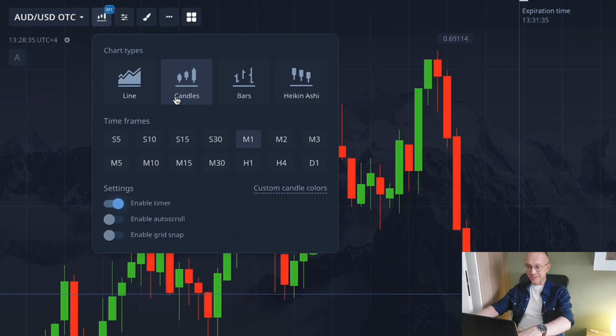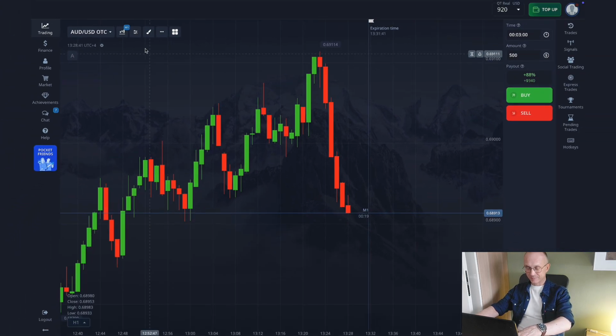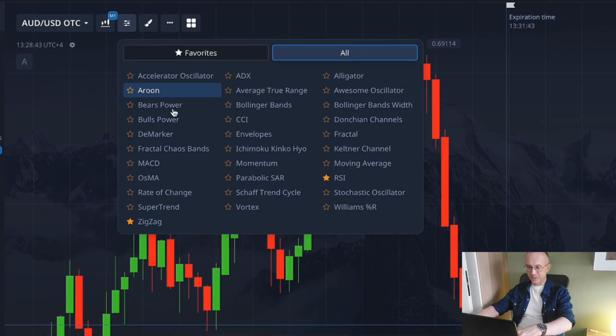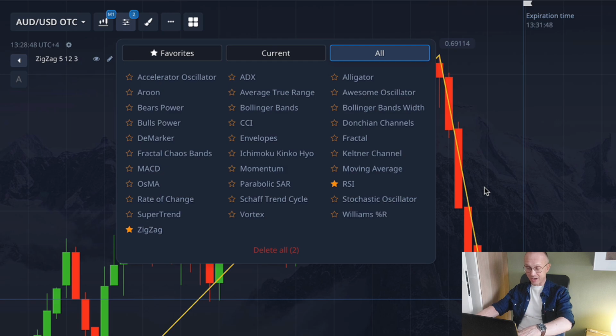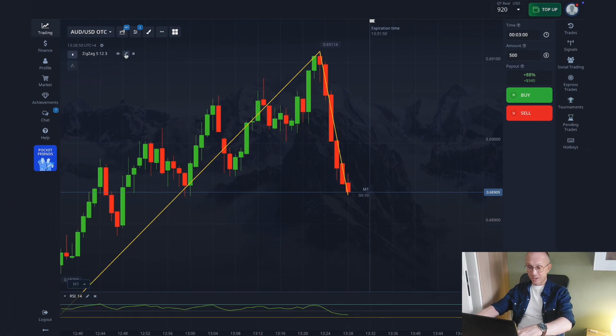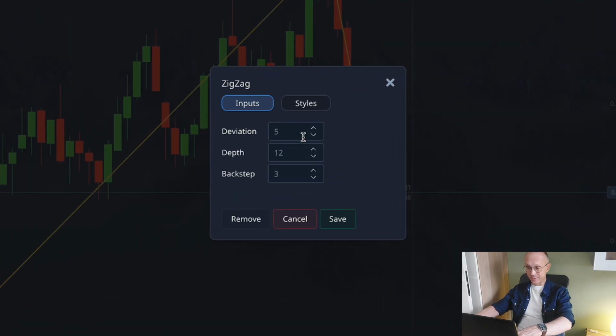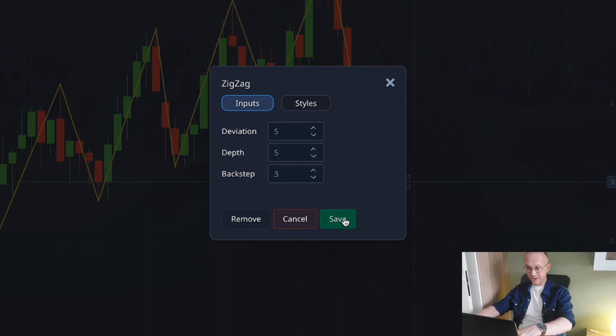I choose classic candles and the time frame is 1 minute. Let's go to the Indicators tab and select the zigzag and the RSI. Let's set up the zigzag indicator first. Set depth to 5 and save.